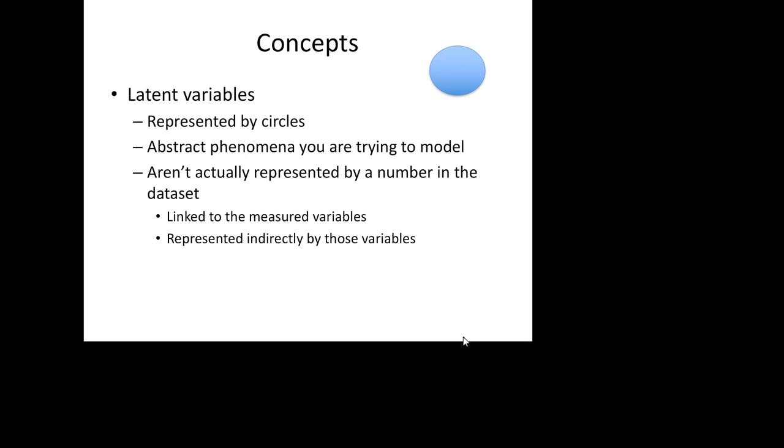Circles don't have numbers in the data set, so that's the easiest way to remember if something is a column in the data set or not. If it's a circle, no. So errors and latent variables are circles. They are linked to their measured variables, so you have to have some sort of measured phenomenon with your circle, and they're sort of represented indirectly by those measured variables.